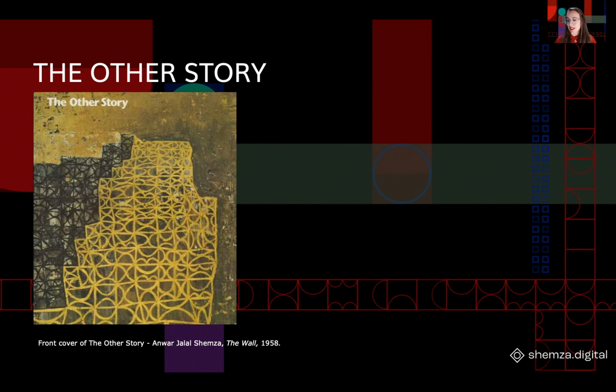A few years after his death, however, his work was shown in the seminal exhibition that many of you will probably have heard of, called The Other Story at the Hayward Gallery in 1989. And this was conceived and curated by Pakistani artist activist Rashid Araeen. And it also featured the work of Eddie Chambers, Sonia Boyce, Avinash Chandra and Mona Hatoum, to name a few of the artists included. And Shemza's The Wall from 1958 was the front cover image of the catalogue. And I think that was Rashid's homage to Shemza, as he had only just passed away a few years earlier.